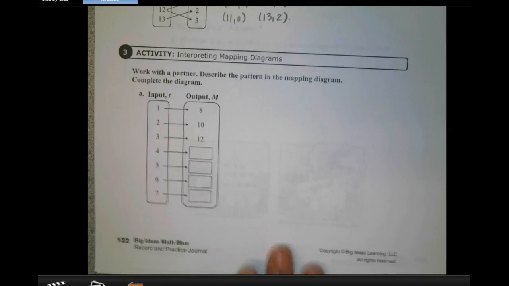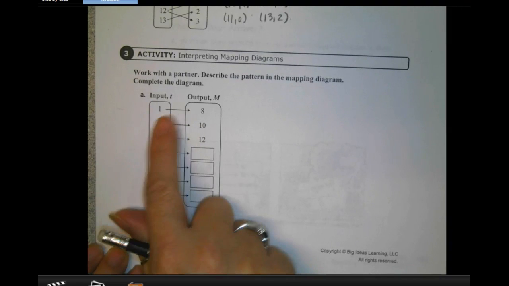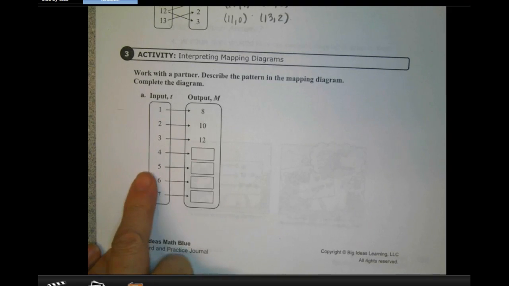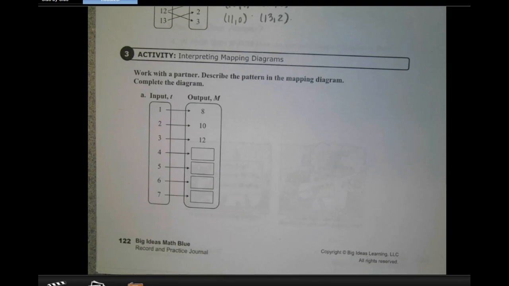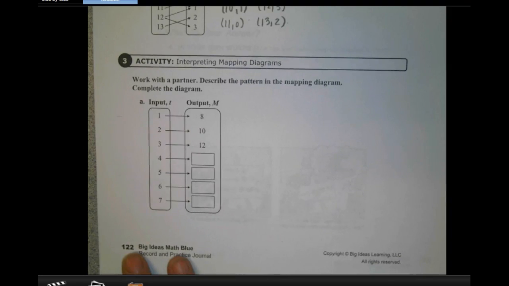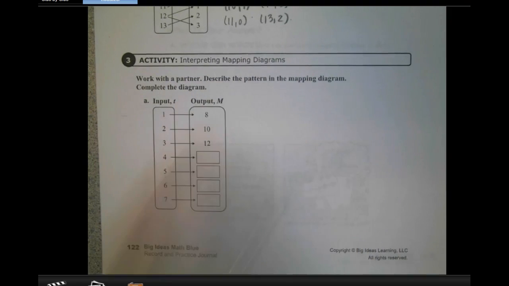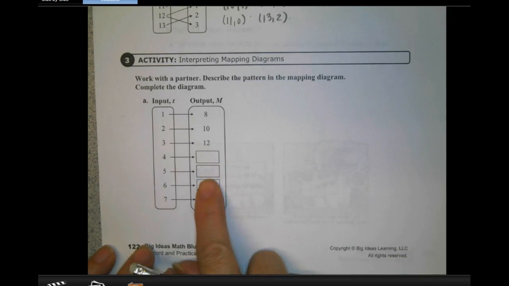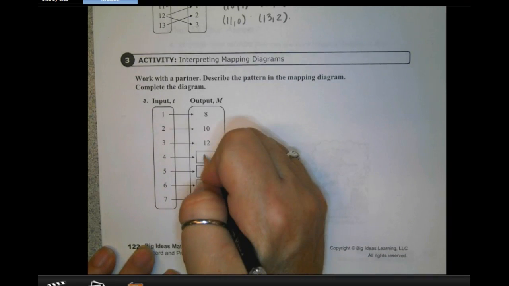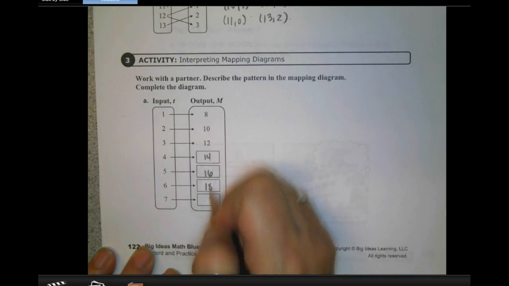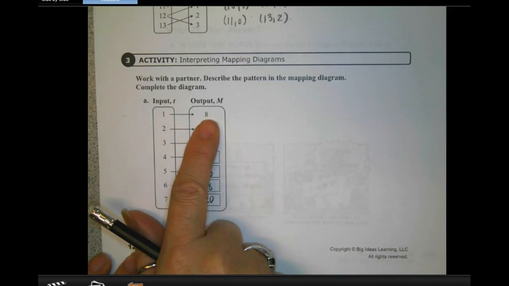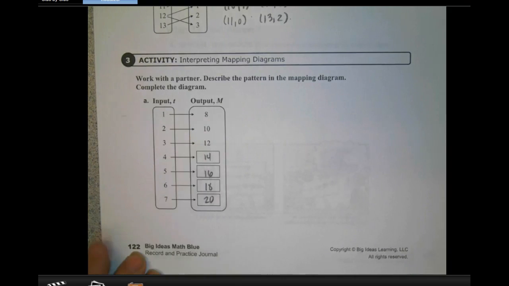Okay, so number 3 is about interpreting. So we have to figure out how we had an input of 1 and got an output of 8. So we need to look at the pattern. So can you guys find a pattern? It's going up by 2 every time, right? So we know that this is going to be what? 14. And this is going to be, all right, but how do we get there? Adding 2. So if I added 2 to 1, I got 8? No, that didn't work.